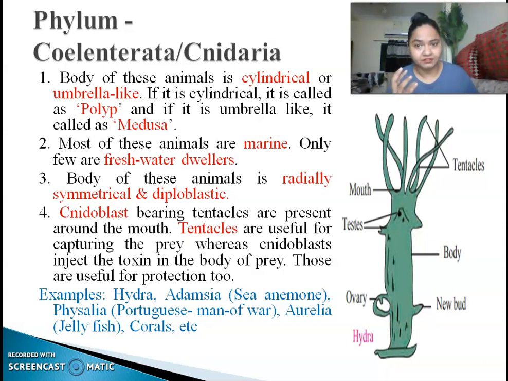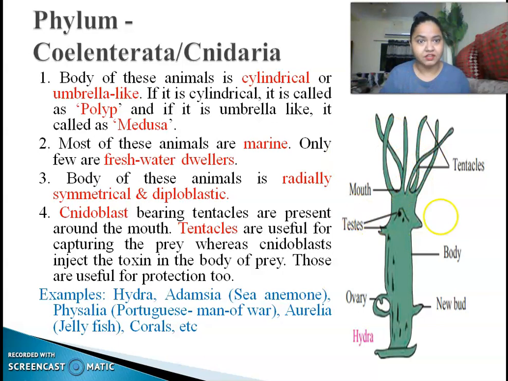The cnidoblasts bearing tentacles are present around the mouth. Tentacles of these animals, as you can see in this figure, these are tentacles, and here near the mouth there are cnidoblasts. Tentacles are useful for capturing the prey. Prey means whatever they are eating, whatever they are hunting. Whereas the cnidoblasts that are present at the mouth inject toxins inside the body of the prey.